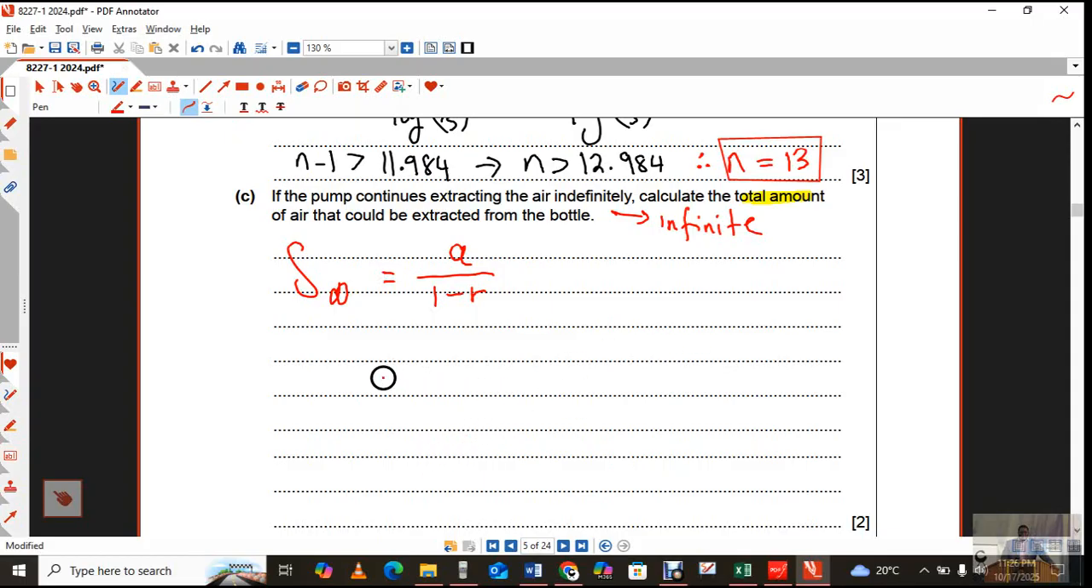So what do we know? We know from before that our value of a is 145. We also know that our r is equal to 4 over 5. So this is just a matter of us punching that into the calculator. And if you do that, you're going to get 725. And that is the solution.